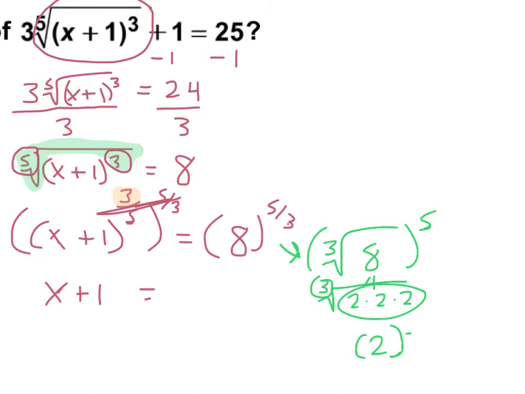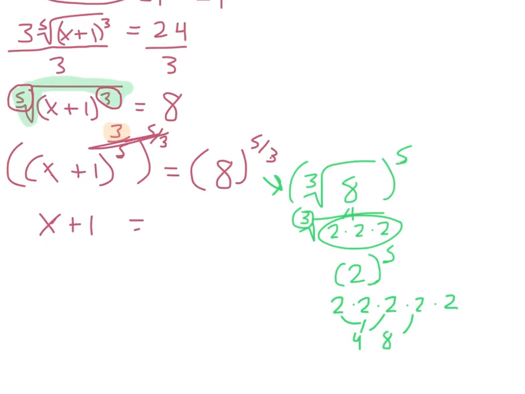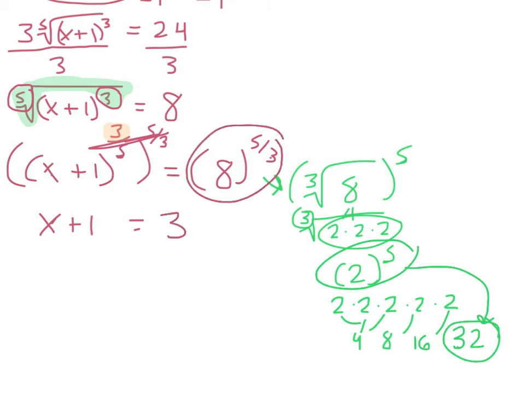Now we raise this to the fifth power. So we end up getting 2 times 2 times 2 times 2 times 2. 2 times 2 is 4. 2 times 4 is 8. 2 times 8 is 16. And 2 times 16 is 32. So 2 raised to the fifth power is 32. So not our final answer, but 8 to the 5/3 is 32.